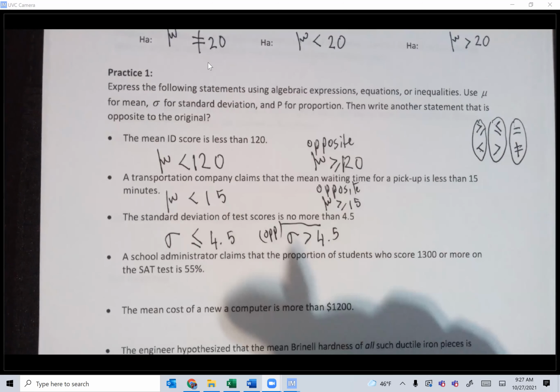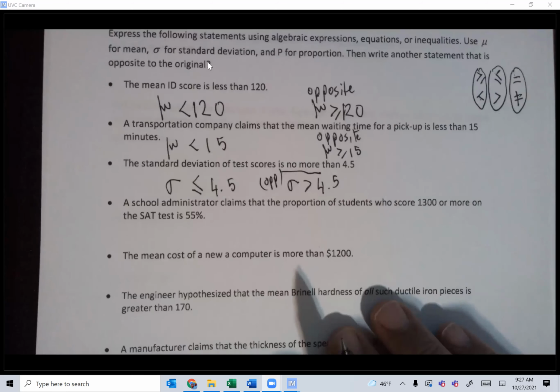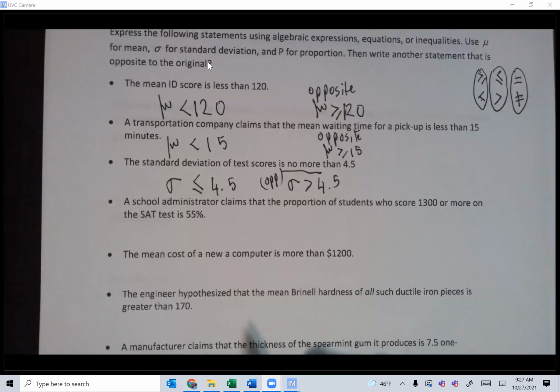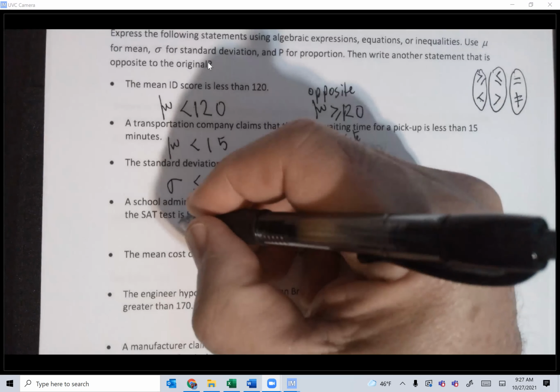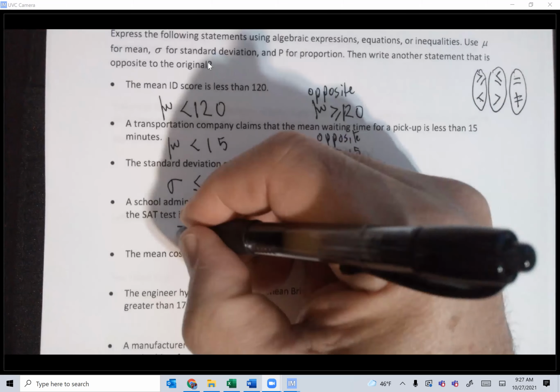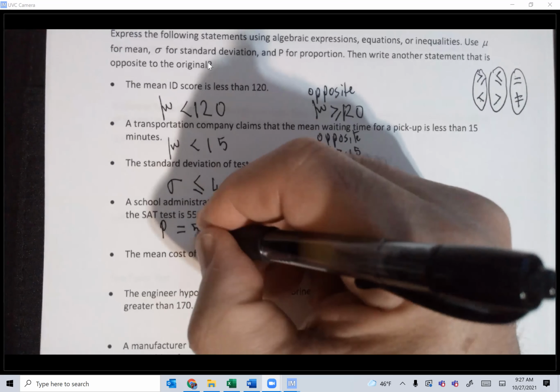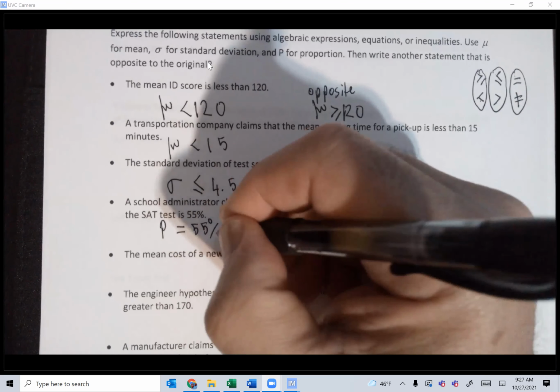Okay, next one. A school administrator claims that the proportion, so you use p now, he talks about proportion, percent, of students who score 1300 or more in the test is 55. Is means equal sign, guys. And I think the opposite should be easy for you. It's not equal.